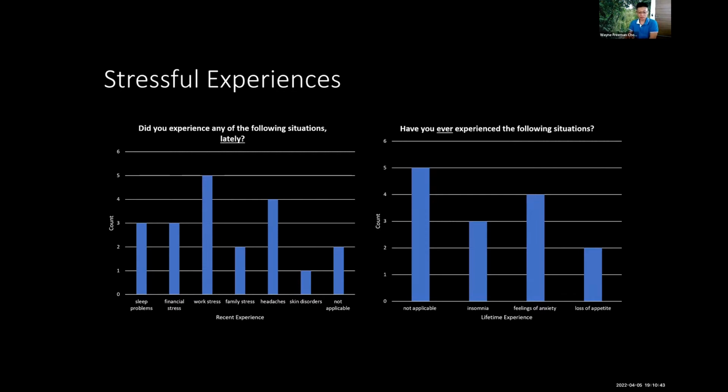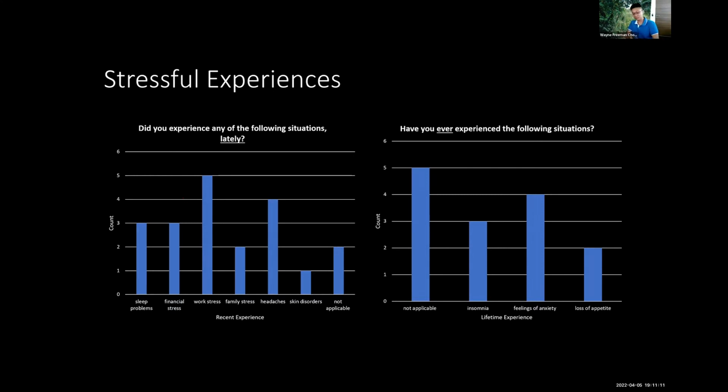In one of my previous workshops, I asked workshop participants, and there weren't many participants. I think there were only maybe 8 or 9 of them. I asked them first, do you experience any of the following situations lately? Sleep problems, financial stress, work stress, and these are the distribution. You can see work stress, 5 among, I think, 8 or 9 of them, and then headaches, right?